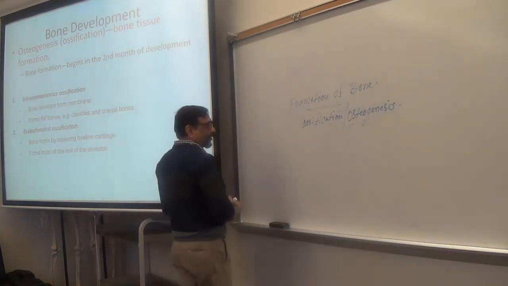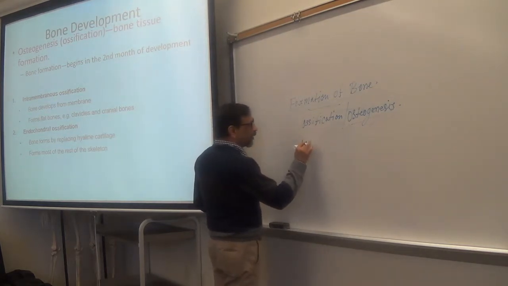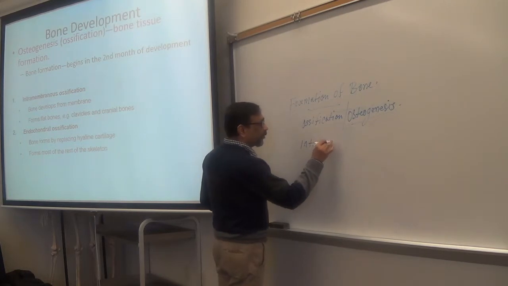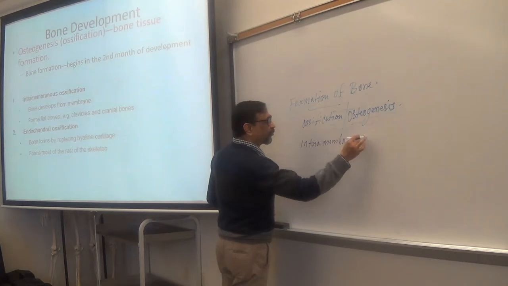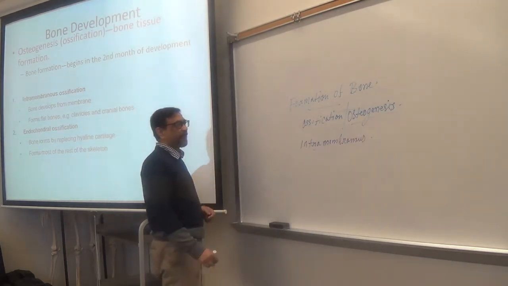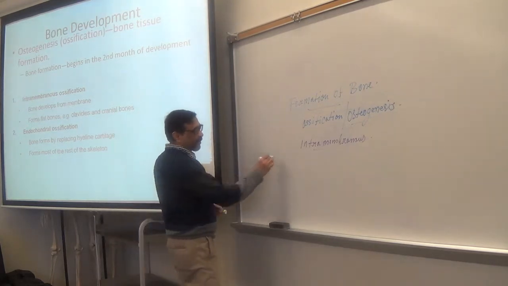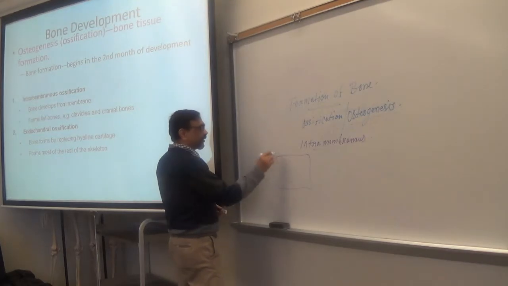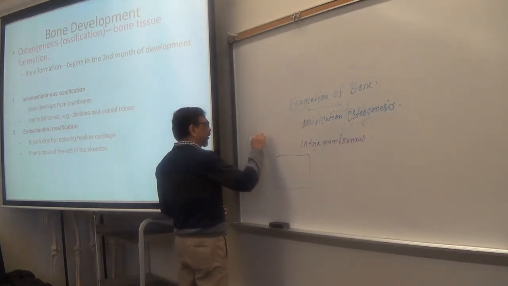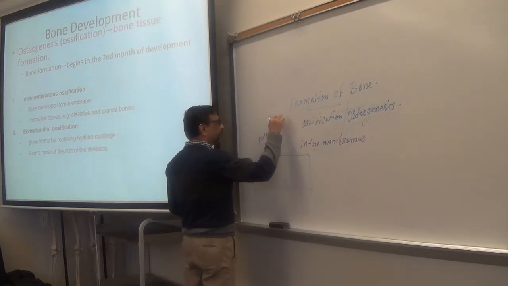Okay, so first we'll see intramembranous ossification. What happens in intramembranous ossification? First you need a membrane. This is called the mesenchymal membrane.